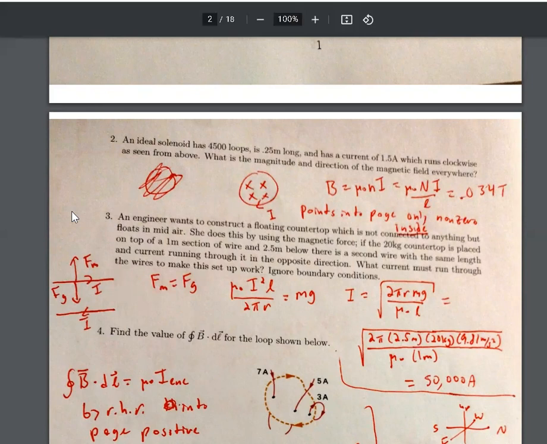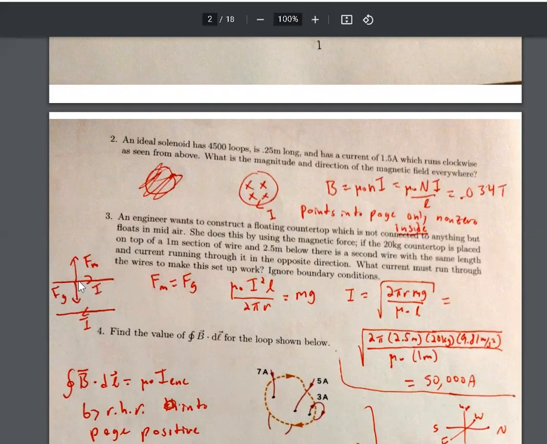All right, so 3, an engineer wants to construct a floating countertop, which is not connected to anything, but just floats in the air. And she does this by using the magnetic force. So there's a 20 kilogram countertop that's placed on top of a 1 meter section of wire. And 2.5 meters below it, there's a second wire with the same length and the same current, but running in the opposite direction. So from what we saw before, that means these wires repel each other, okay?